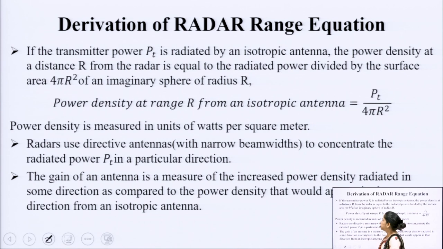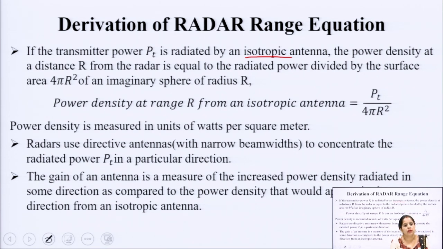Then comes the derivation of the radar range equation. We will go step by step for better understanding. If the transmitter power PT is radiated by an isotropic antenna, here we have assumed that it's an isotropic antenna which we are using in the transmitter section. Why are we using the isotropic antenna? Everyone should be aware that an isotropic antenna radiates signals in all directions. So we use the isotropic antenna in the case of a radar so that the signal can be sent in all directions.